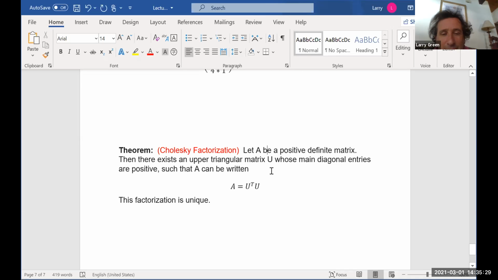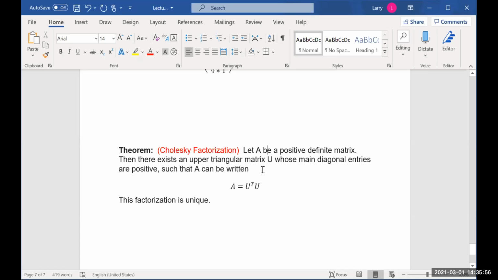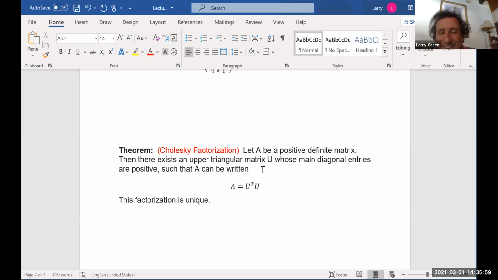So there exists an upper triangular matrix U whose main diagonal entries are positive. Now we actually are talking about the diagonals being important, and they're all positive, such that A can be written as U transpose U. And this factorization is unique. By the way, what is the transpose of an upper triangular matrix? A lower triangular matrix? Exactly. So if you have a positive definite matrix, then you can always write that matrix as a product of a lower triangular matrix times an upper triangular matrix.